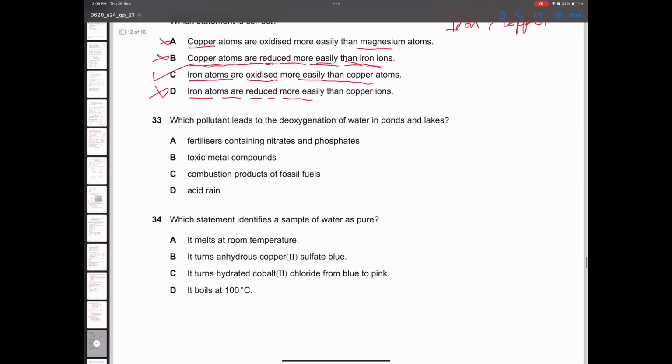Which pollutant leads to deoxygenation of water? This is due to fertilizers, which flow into the water bodies and cause the plants in the aquatic environment to grow. That is why the reason is fertilizers. This happens due to fertilizers.